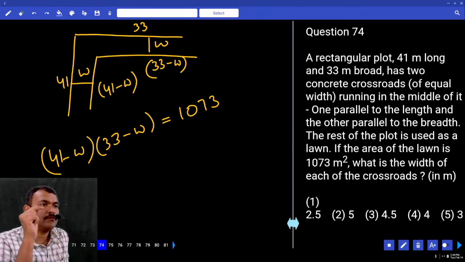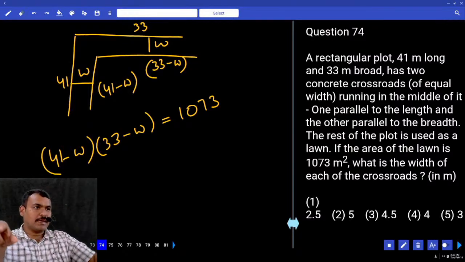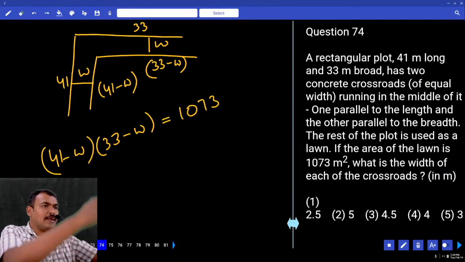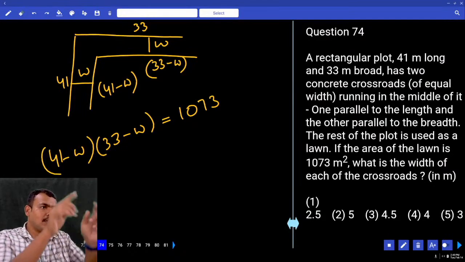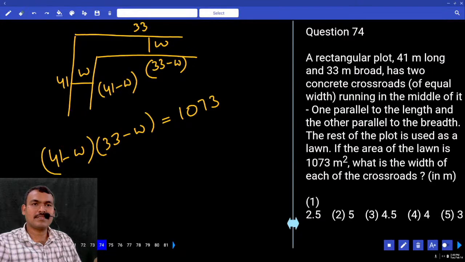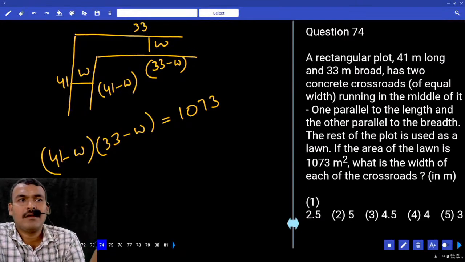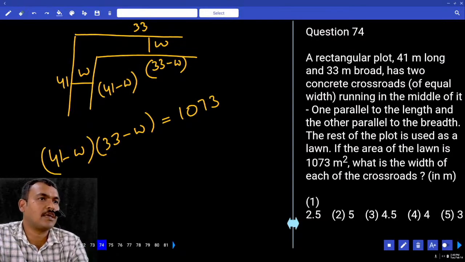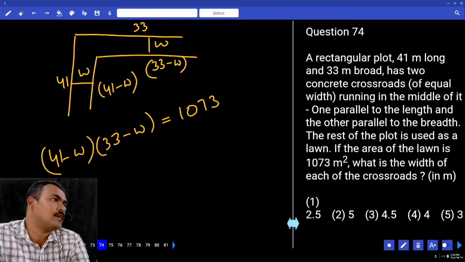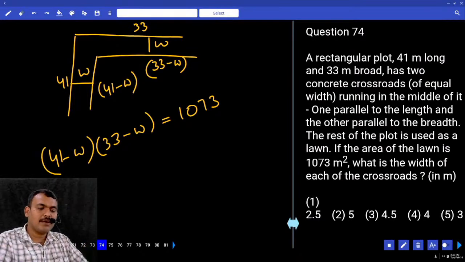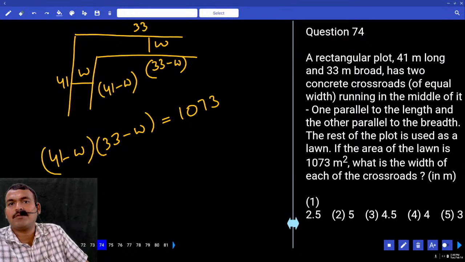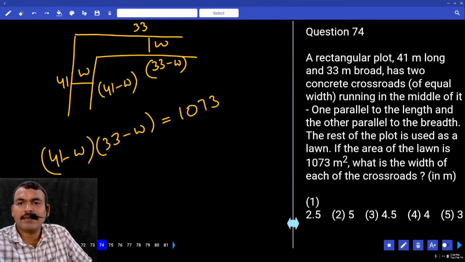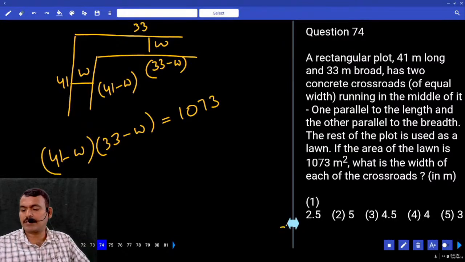Width of the path. If you consider 4 sides, but we consider only the length side and breadth side. Only the lawn is taken. 1073, which area is it? Lawn area or not? Lawn side length is how much? 41 minus W. Breadth is how much? 33 minus W. Length into breadth or not? Okay. 41 minus W into 33 minus W is equal to how much? 1073. Verify the options, it will be easier or not?